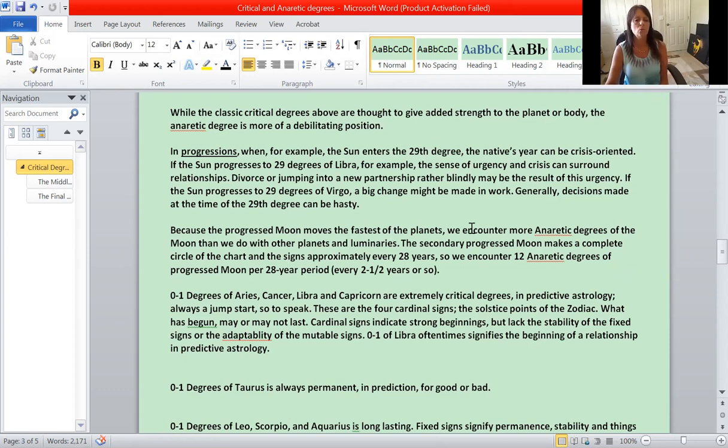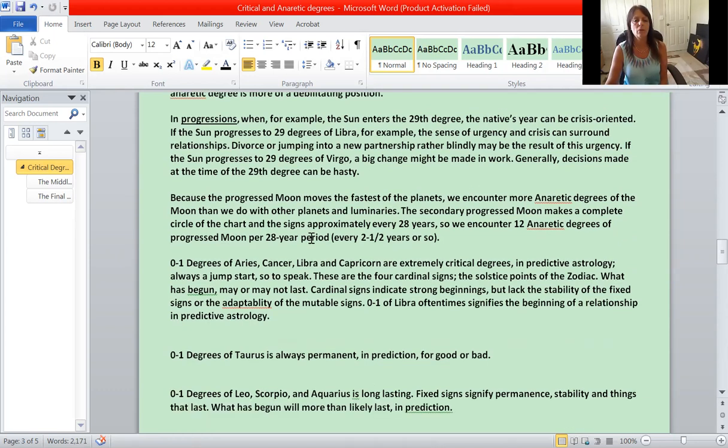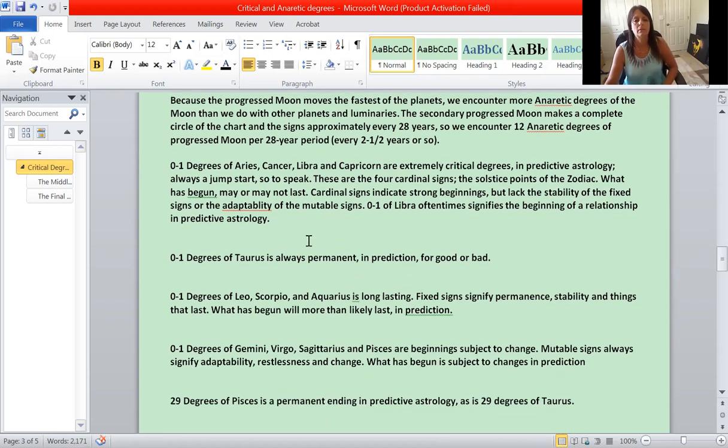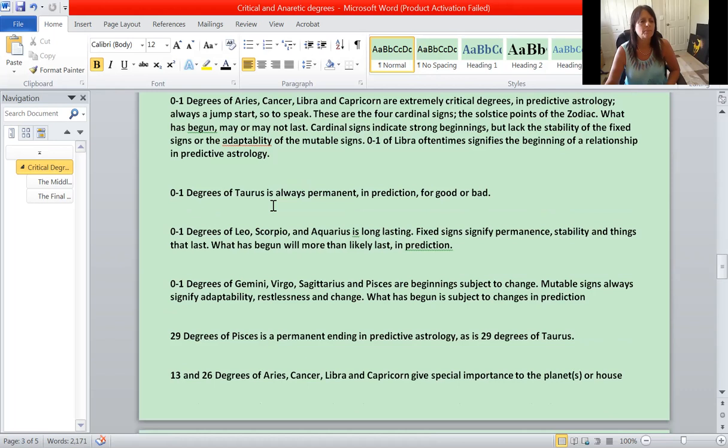Because the progressed Moon moves the fastest of the planets, we encounter more anaretic degrees of the Moon than we do other planets or luminaries. The secondary progression of the Moon makes a complete circle of the chart and signs approximately every 28 years. So we encounter 12 anaretic degrees of progressed Moon per 28 years, every 2.5 years or so. How nice. All right, we talked about this.